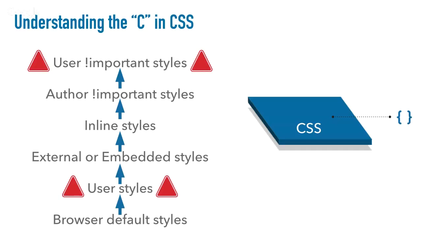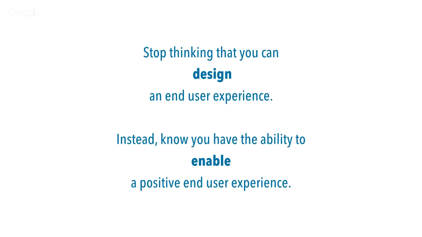So a little caution is necessary there. We need to understand that we don't have full absolute control over what the user sees. We need to give up that notion. We need to stop thinking that we can design an end user experience. We don't design experiences. Instead, we need to think and know that we have the ability to enable a positive end user experience. And when we approach accessibility and design and development that way, instead of dictating the user experience, we're going to create an environment that enables the user, regardless of the way in which they may have customized or may experience content, to have that positive end user experience. That's really powerful. It's very empowering, I believe, to accessibility.